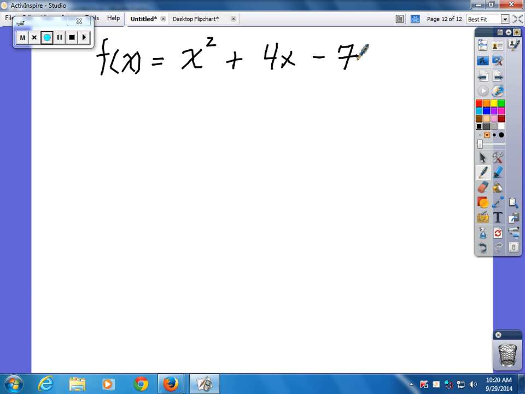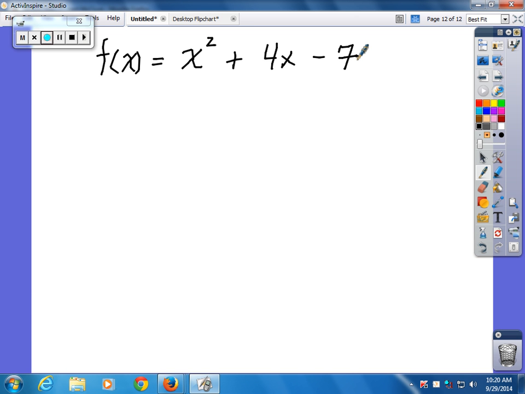Okay, now this problem is not factorable because 7 is a prime number. And what's the only factors of 7? 1 and 7. And 1 and 7 will never give you 4. So you can't factor it. A is equal to 1, B is equal to 4, and C is equal to negative 7. But we don't care about that.